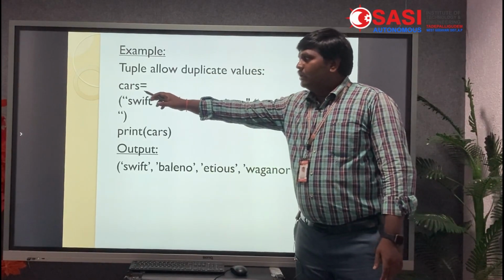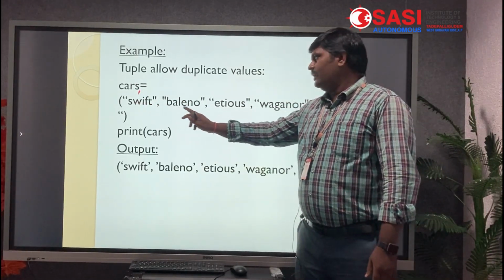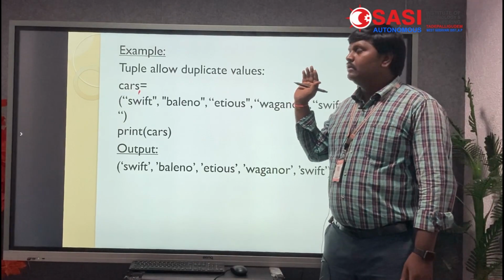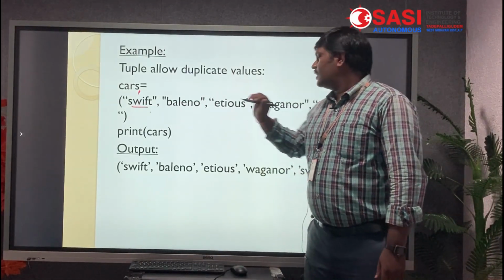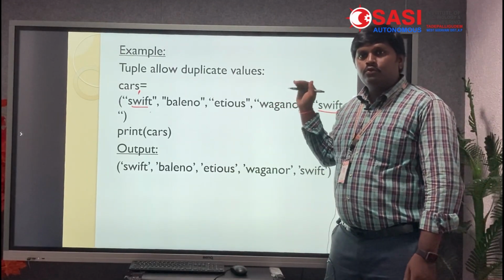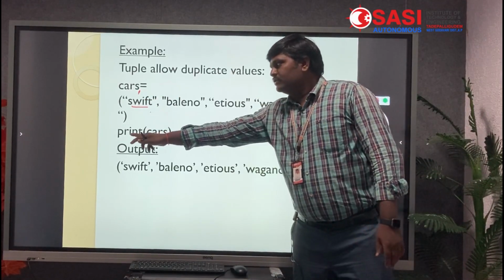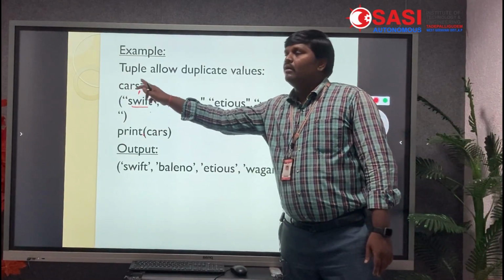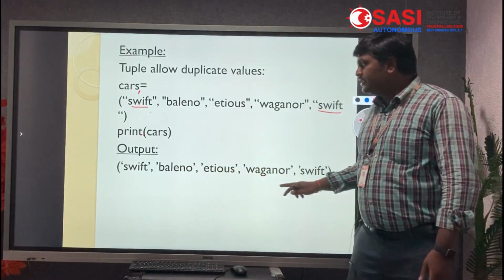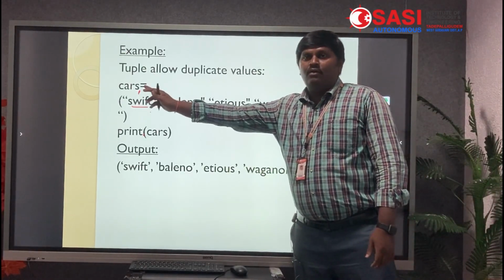Example, cars is the tuple name. Here Swift, Baleno, Etios, Wagoner, Swift. These are the tuple items. Here Swift is repeated. That means duplicate items are allowed in tuples also. We are using the print statement to display the values of cars. It displays all the elements in the tuple. That means the tuple allows duplicate values.